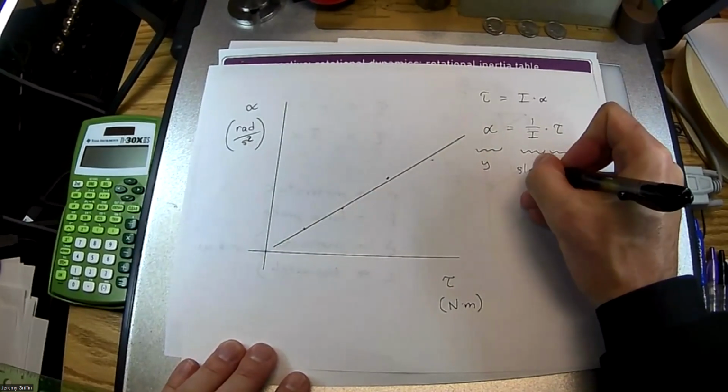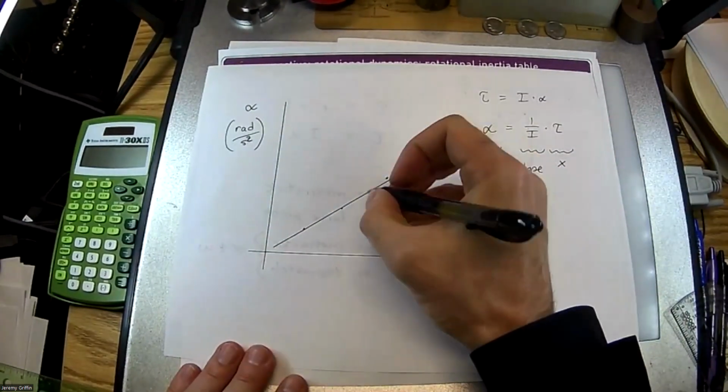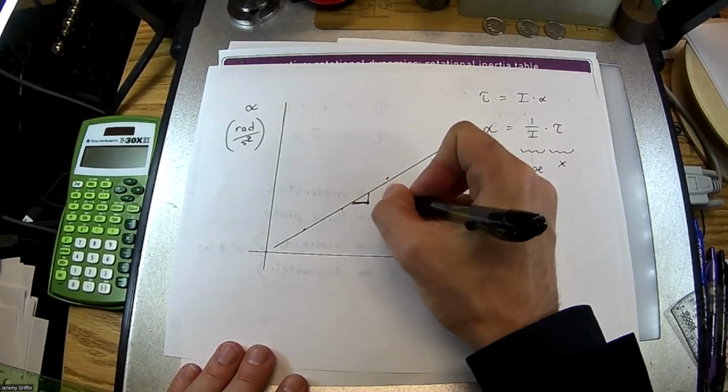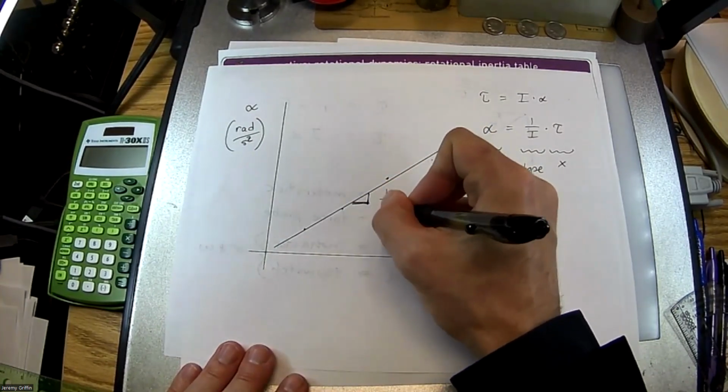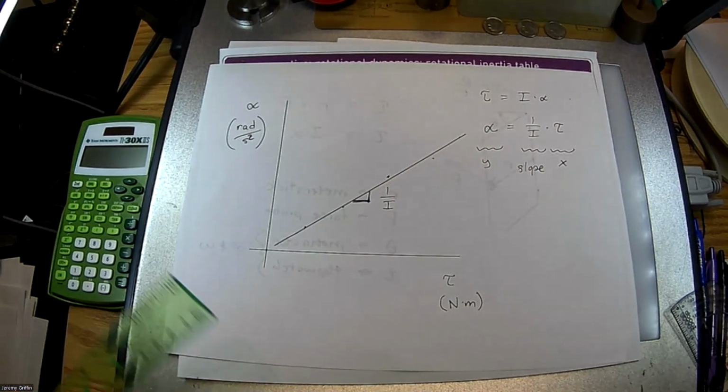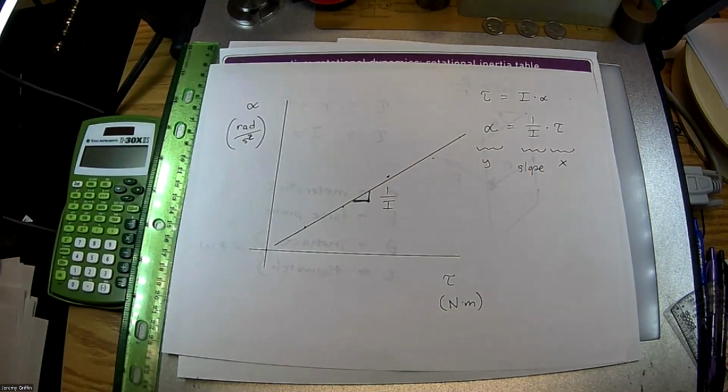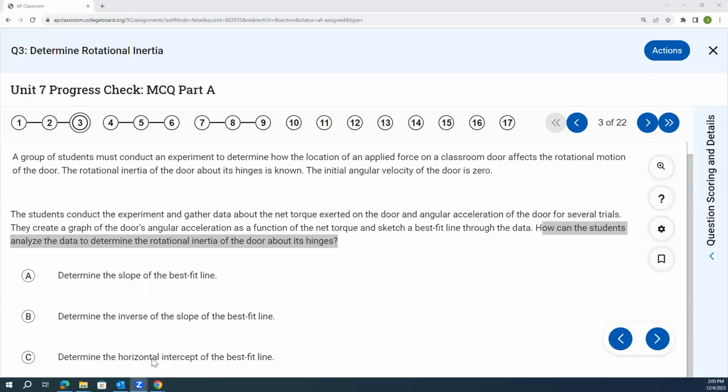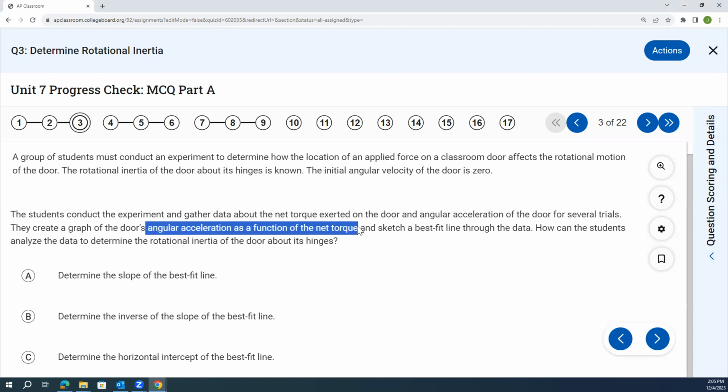Then this right here is your slope. So the slope of this line is the reciprocal of the rotational inertia of the door. So if you didn't know the rotational inertia of the door, but you have a bunch of values for torque and angular acceleration, do it just like that. So we need the reciprocal of the slope. You guys got that? So switch back over. For alpha versus tau, we need the reciprocal of the slope to get the rotational inertia of the door. That's what we're looking for.